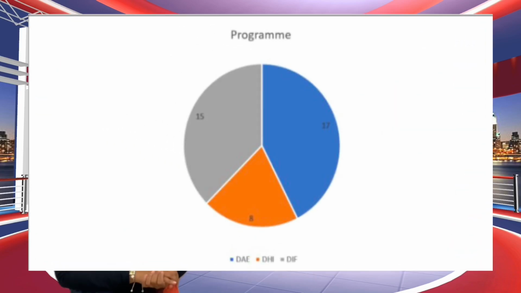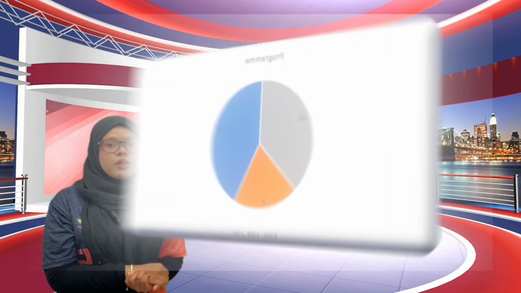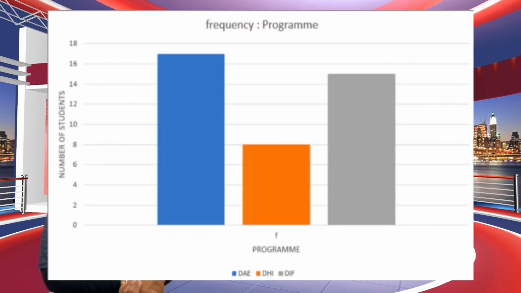Let's first look at qualitative data. Based on the pie chart and bar graph, the highest number of students came from the DAE program with 70 participants, followed by D with 50, and finally DHI with 8 students. This gives us a broad perspective on which program dominates the data and ensures all groups are represented.